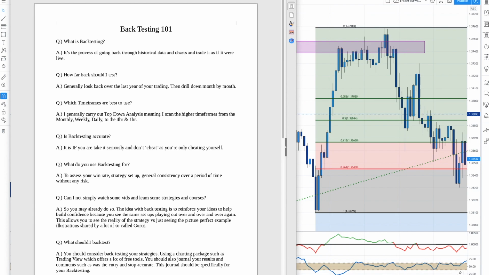I don't think people take it seriously enough when they are backtesting, and they'll smudge and fudge their results. You're kidding yourself at the end of the day.